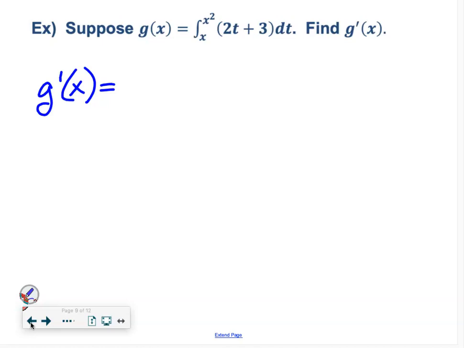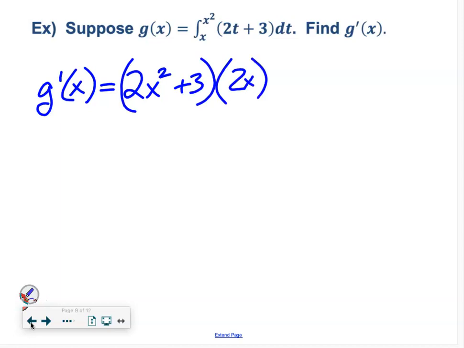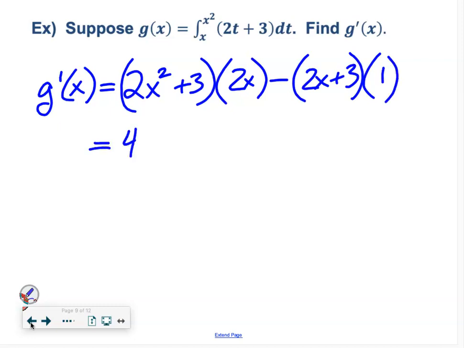So what do we do? We plug in the top limit times the derivative of the top, minus plug in the bottom limit times the derivative of the bottom, which is 1. And then if you want to clean it up, you get 4x cubed plus 6x minus 2x, so plus 4x minus 3.